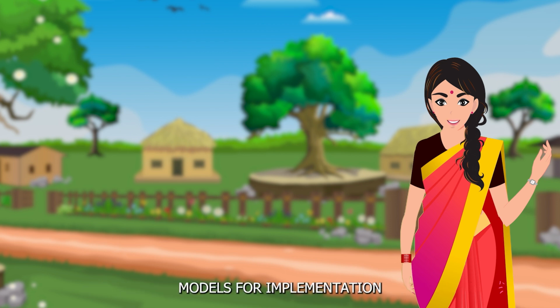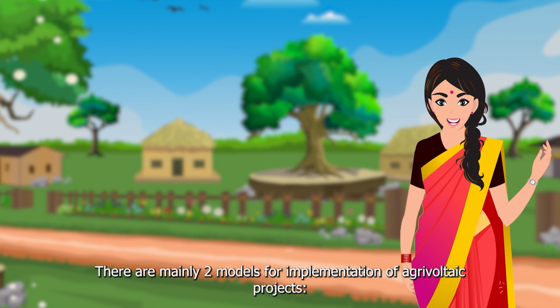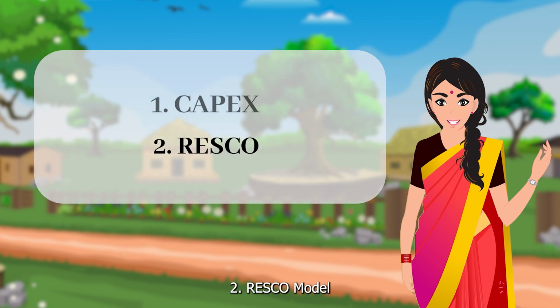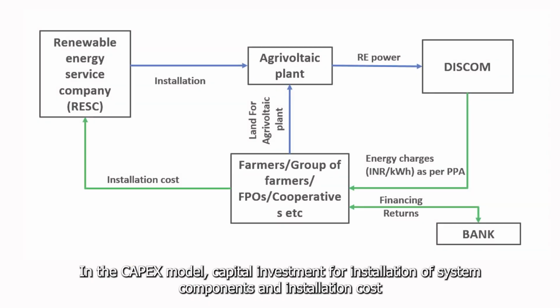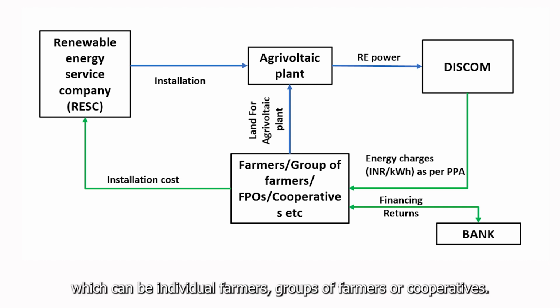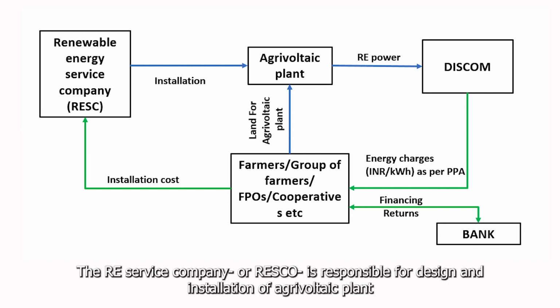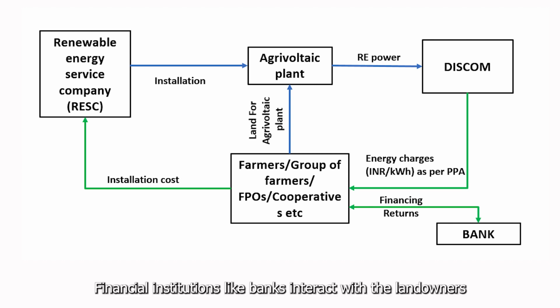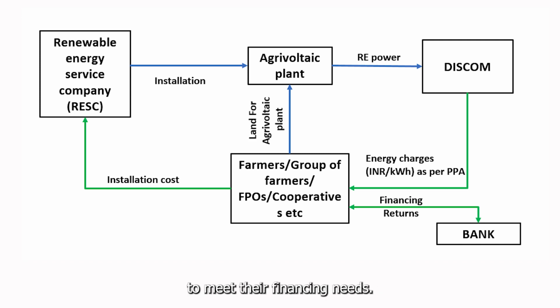Models for implementation. There are mainly two models for implementation of agrivoltaic projects. First, CAPEX model. Second, RESCO model. In the CAPEX model, capital investment for installation of system components and installation cost is made by the owner of agricultural land, which can be individual farmers, groups of farmers, or cooperatives. The Renewable Energy Service Company, or RESCO, is responsible for design and installation of the agrivoltaic plant, and the power generated is sold to discoms. Financial institutions like banks interact with the landowners to meet their financing needs.